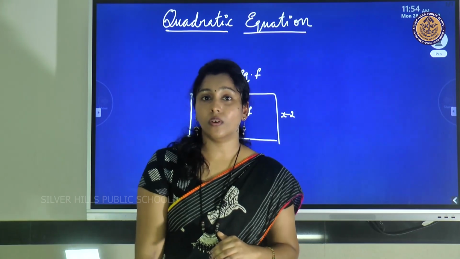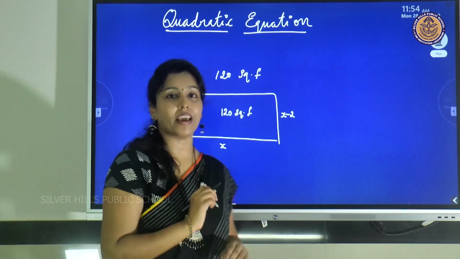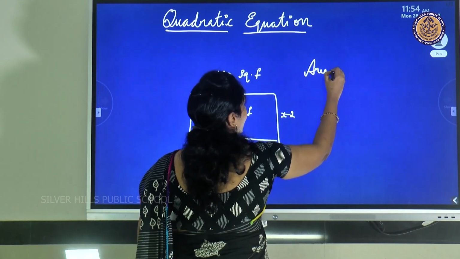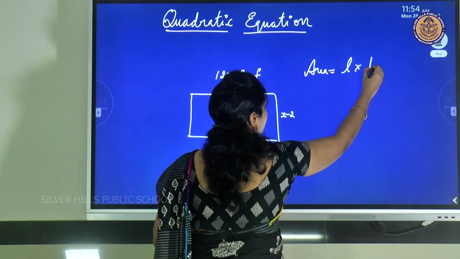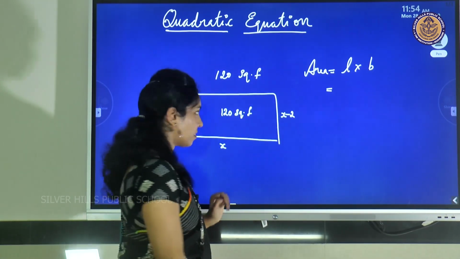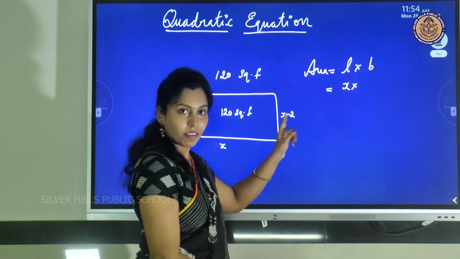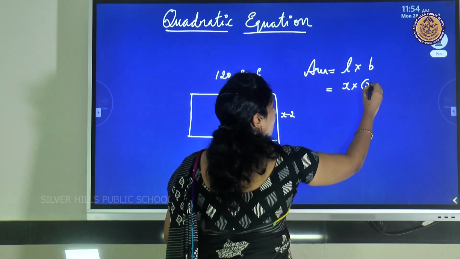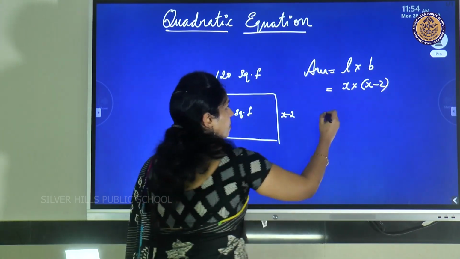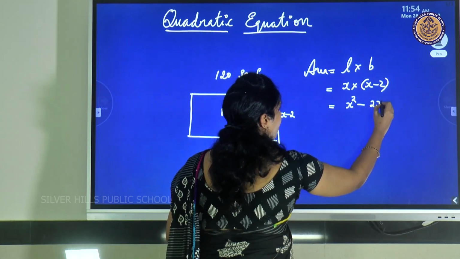And we all know, if length and breadth are available, how do you calculate the area? Area is equal to length into breadth. So, what is the length here? It is x. So, we substitute x into, what is the breadth? x minus 2. Now, we open the brackets. This is equal to x square minus 2x.